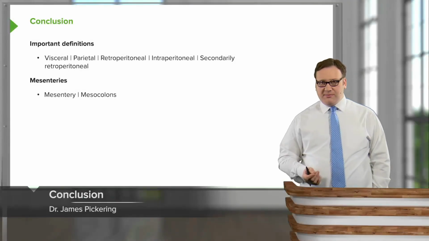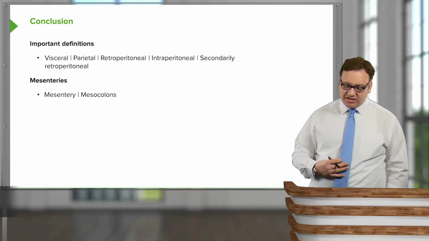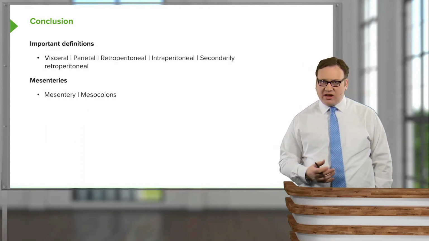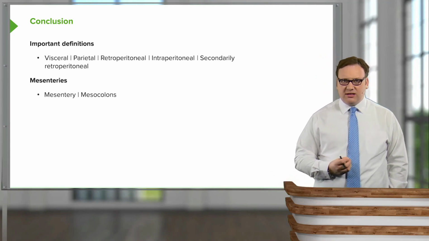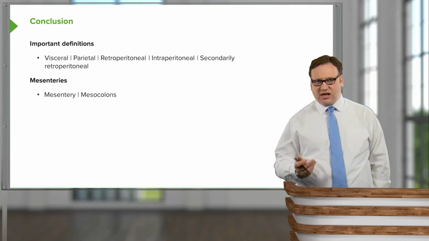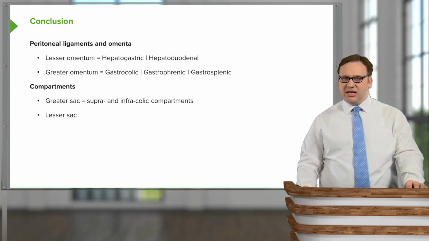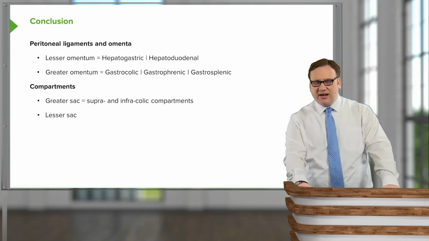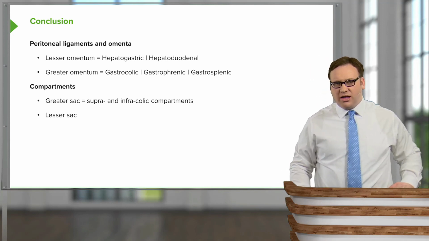And that's the peritoneum and the peritoneal cavity. We've looked at some really important definitions like visceral and parietal, retroperitoneal, intraperitoneal, and secondarily retroperitoneal. And we've looked at mesenteries like the mesentery and mesocolons. We've looked at peritoneal ligaments and omentum. And then finally, we've looked at a series of compartments, the supra and infracolic compartment.